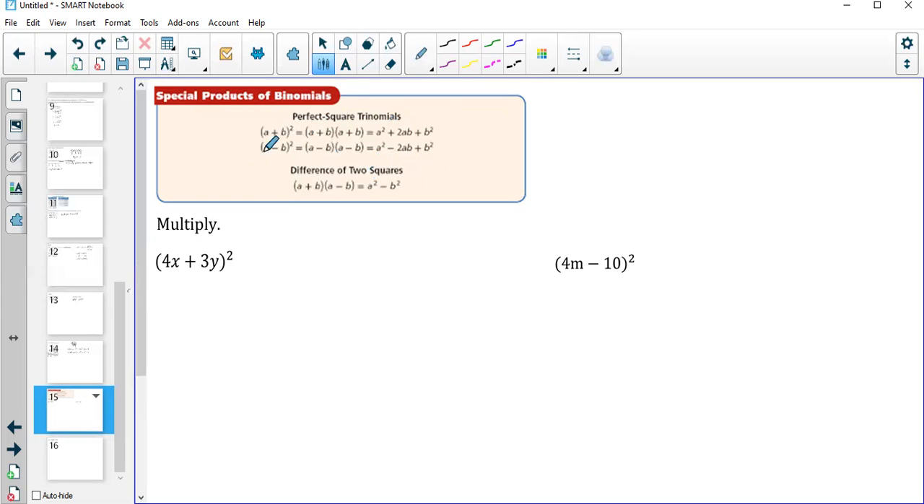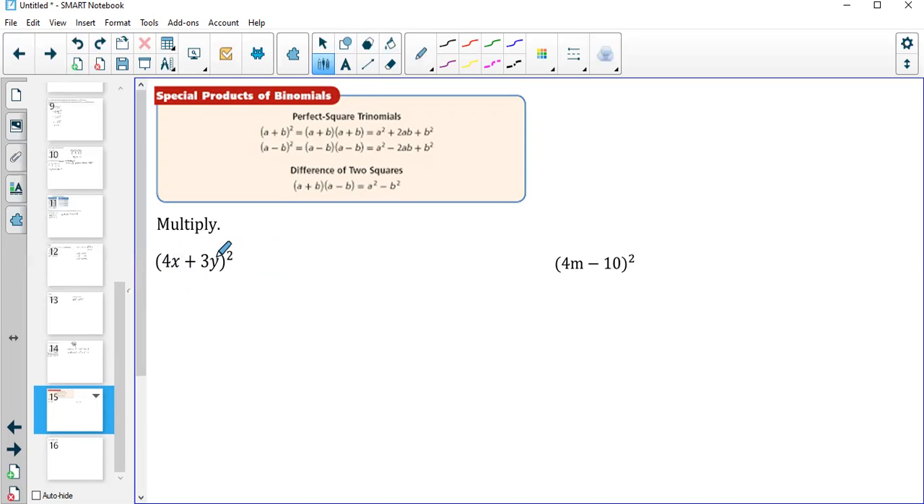Right, so if it was in this form, a plus b whole square, you are going to write it as a square plus 2ab plus b square. If it was minus, the same, only the middle sign will be changed. And if it was a plus b, a minus b, you're going to just write it in this form, a square minus b square. So let's go ahead. If you can, just pause the video here, do it by yourself and then check the answer.